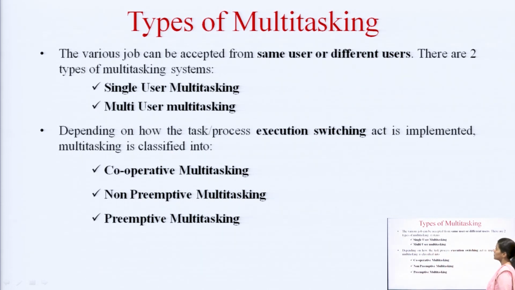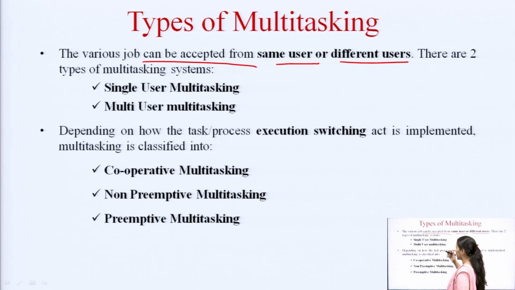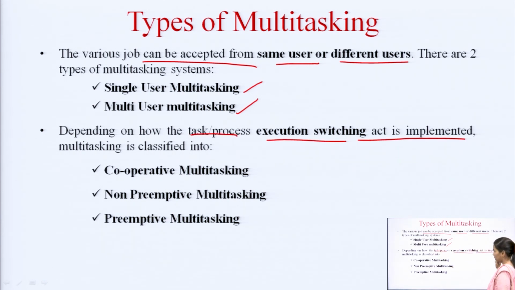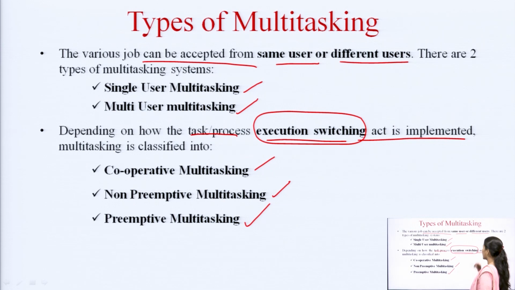We can categorize multitasking in different ways. The various jobs can be accepted from the same user or different users, so based on this criterion, they are categorized as single user multitasking and multi-user multitasking. Depending upon how the task or process execution switching is implemented, they are classified as cooperative multitasking, non-preemptive multitasking and preemptive multitasking. Here, the execution switching means the way the tasks are switched from one to another, and on that basis these are categorized.